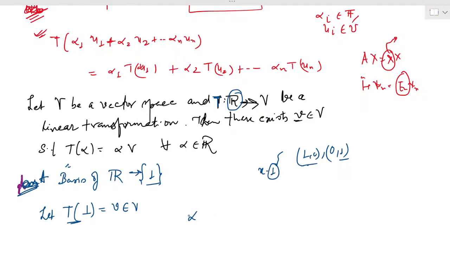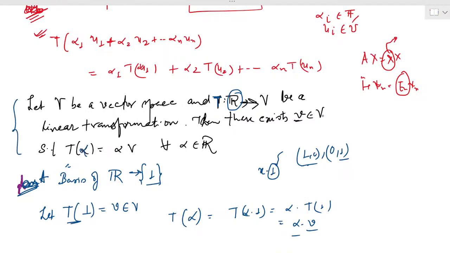Now, for any alpha, if you want to take the image, T alpha, what I can say is it is equal to T of alpha into 1, which will be equal to alpha into T1. And what is T1? T1 would be some vector V. So always remember, there would be some vector V such that if I take this T alpha, you will get alpha V here.